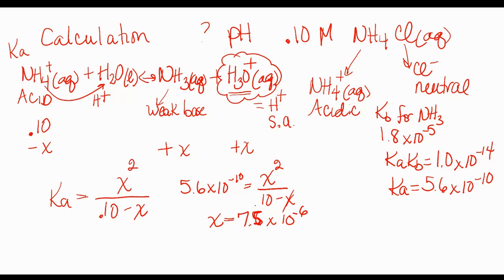And notice that that x is H plus or H3O plus. So we can plug right in to negative log of that number. And we get 5.12. So notice that we will set this up just like any other weak acid problem. The only difference is that you have to find the Ka through this extra calculation here. But other than that, it's a simple weak acid problem.